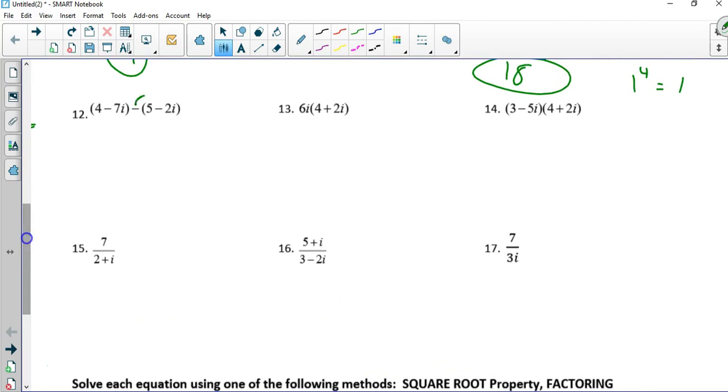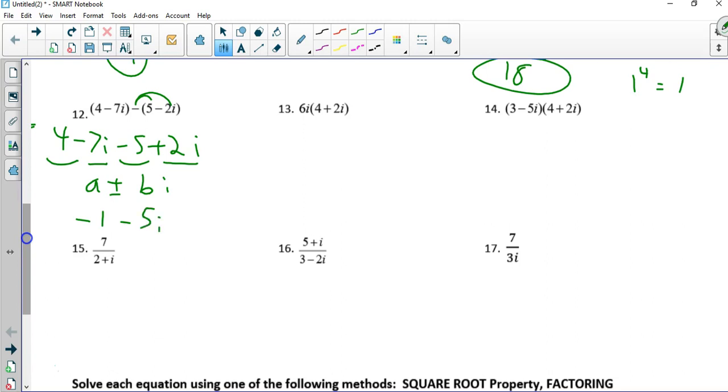Okay, I'm going to distribute this negative here and here. So it gives me 4 minus 7i minus 5 plus 2i. I'm going to join numbers and i's. I'm going to always write the number first. So remember, we always write in this format, a plus or minus bi. So 4 minus 5 is negative 1. And negative 7i plus 2i is negative 5i. And that's my answer.